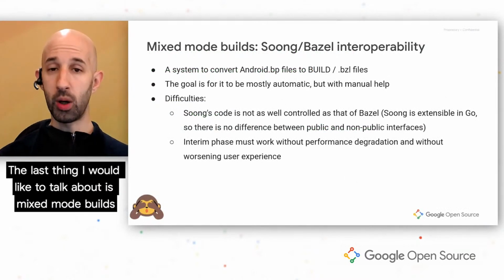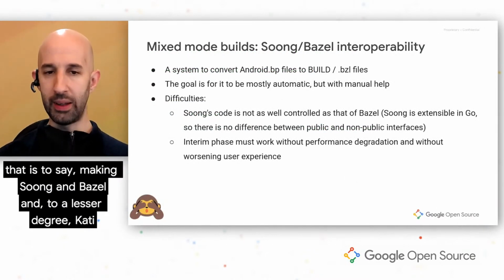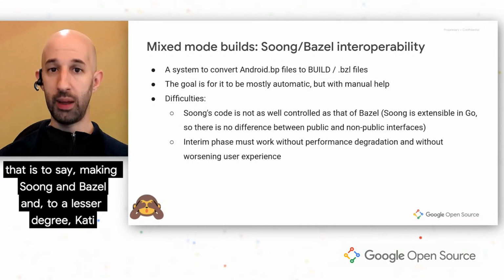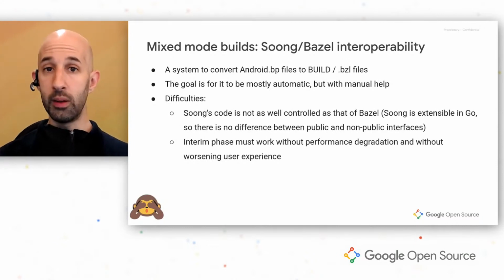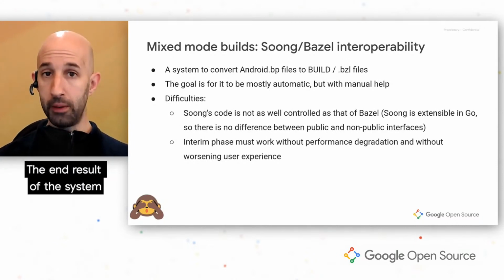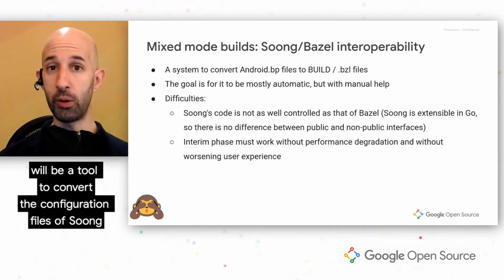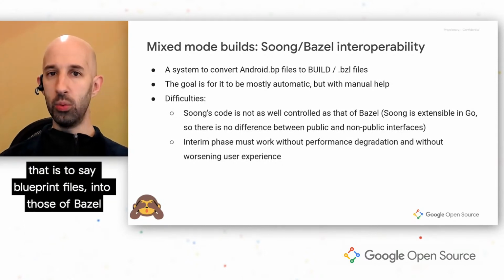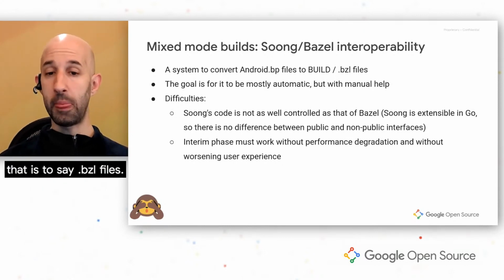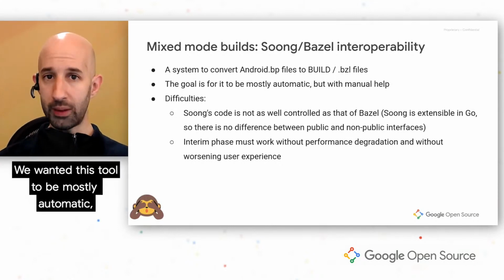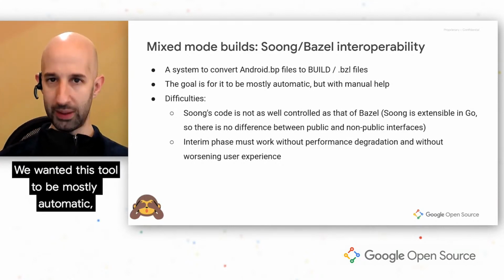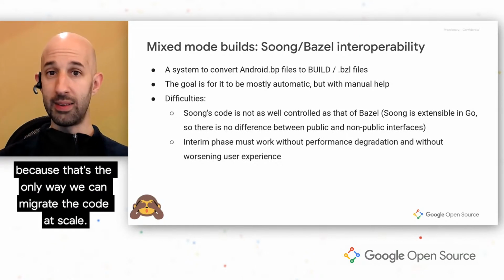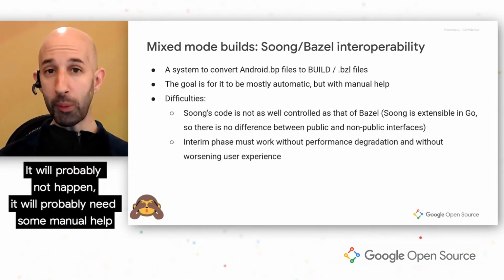The last thing I would like to talk about is mixed mode builds, that is to say, making Soong and Bazel, and to a lesser degree Kati, interoperate with each other. The end result of this system will be a tool to convert the configuration files of Soong, that is to say blueprint files, into those of Bazel, that is to say Bazel files. We wanted this tool to be mostly automatic because that's the only way we can migrate the code at scale. It will probably not happen.